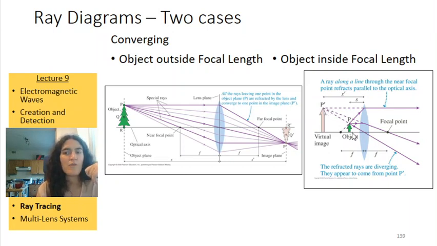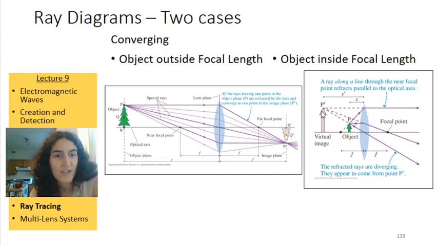So notice that really different effects happened. In this situation, I have a real image made by real light beams, and it is inverted. It also looks smaller, right? So it's a shrunken, inverted, real image. What happens here, I have an enlarged, upright, virtual image, right? So here I have an inverted, real, shrunken image. Here I have an upright, virtual, enlarged image.